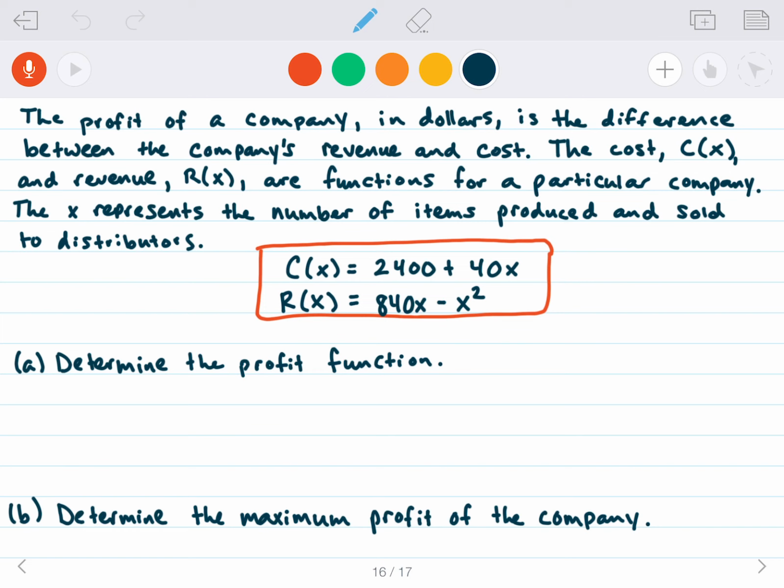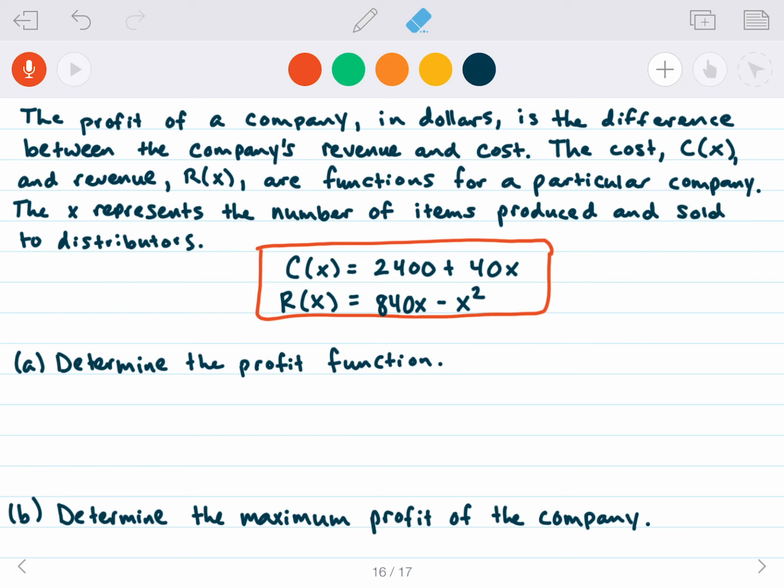So these are functions for a particular company. X here represents the number of items produced and sold to distributors. And here we're given these two functions. Now, if you are a business major, you're going to learn later on, or maybe you already know, how these functions come to be. That could be interesting. But for our purposes, we're just interested in using these functions to figure out what the profit function is.